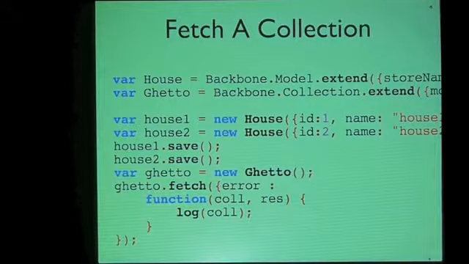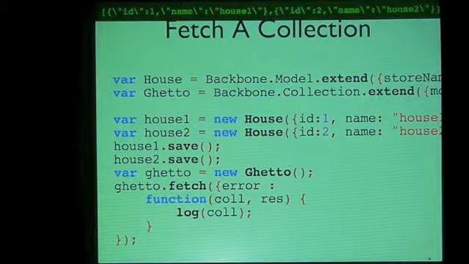So here's fetching a collection. I got a house. I have a collection of houses called the ghetto. And I'm going to create 2 new houses called ID1, ID2. And I'm going to save them both, house 1, house 2. And I'm going to fetch them, and I'm going to log them. And there are my houses.